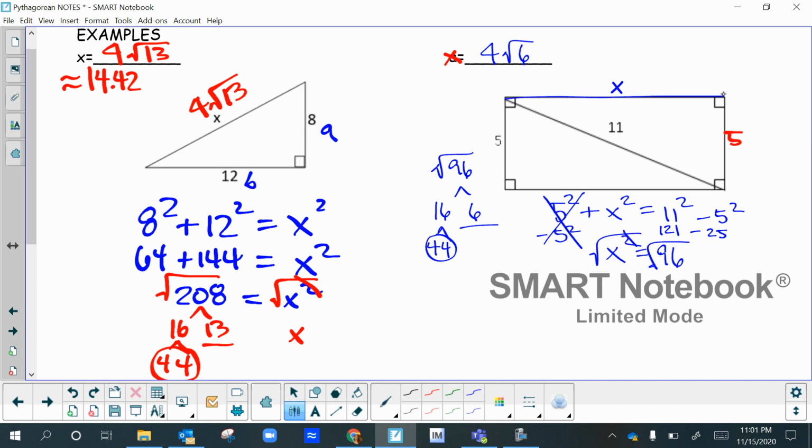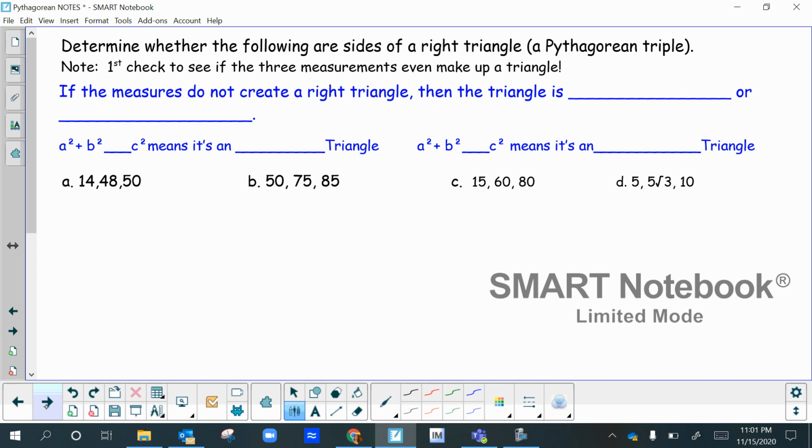And you're going to have to work a lot with square roots and radicals when you go to Algebra 2 next year. All right, let's look at these last examples. It says determine whether the following are sides of a right triangle, meaning would they be a Pythagorean triple? So what you need to do is check it using the Pythagorean equation. But make note of this. I should probably get my highlighter to highlight this.